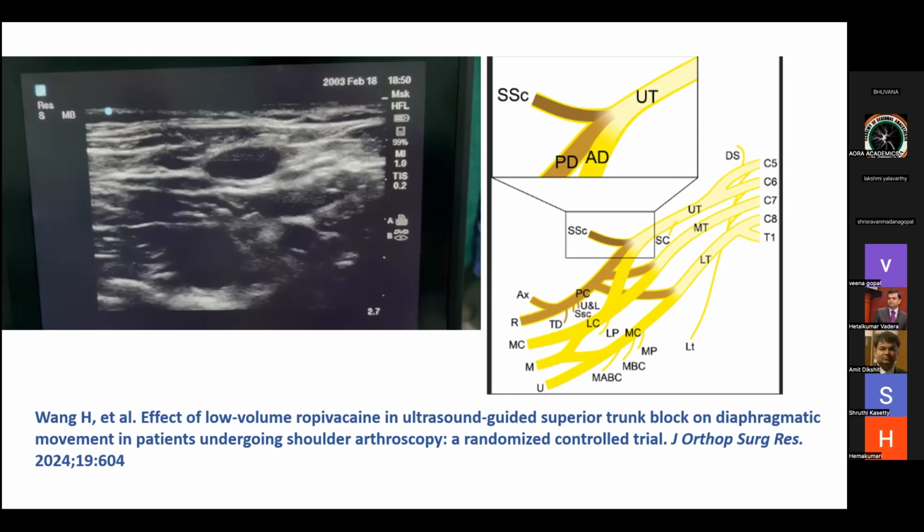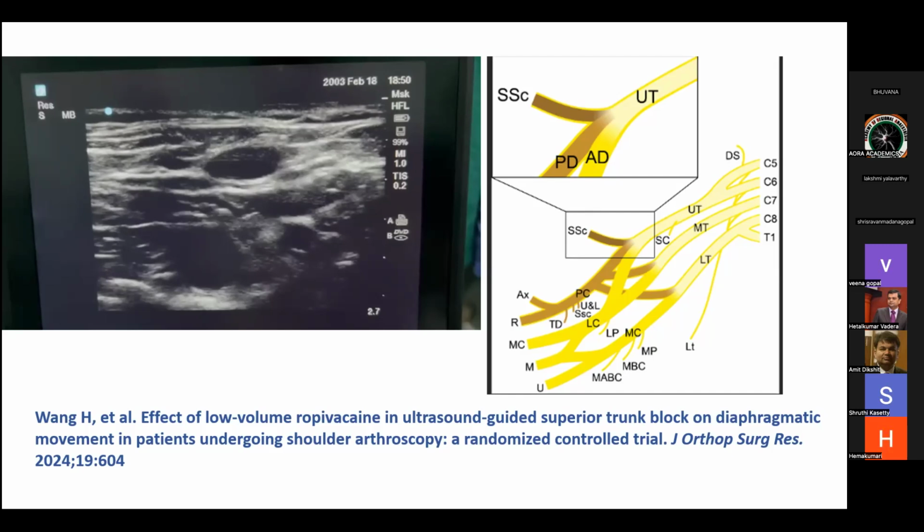There is a study conducted by Wang et al., published in 2021 in an ortho journal. In that they studied the effect of low volume, lower concentration ropivacaine in superior trunk block. They found diaphragmatic movement was preserved in patients undergoing shoulder arthroscopic surgeries.